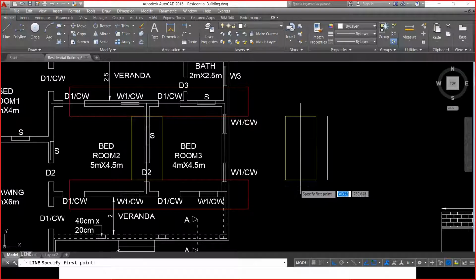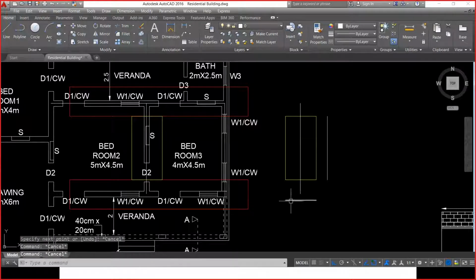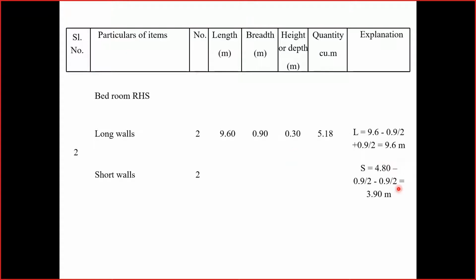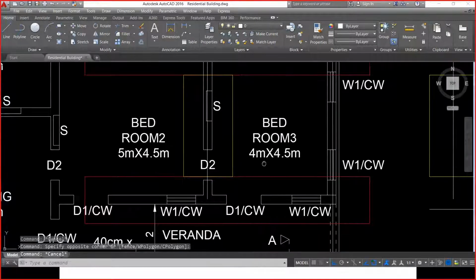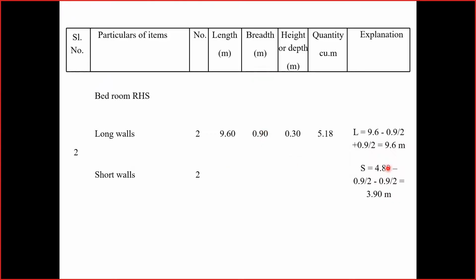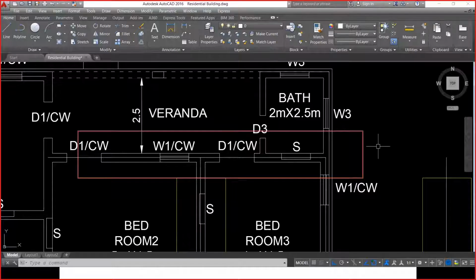Length multiplied by actual width. Width I know, of course, it is 0.9 meter. I don't know the length. Length I know as the center to center distance, which is given as 4.8 meters, which we have already calculated. Deduct this width, I'll get the actual length. So what is that width? Half of this width and half of this width. So 4.8 minus 0.9 by 2 minus 0.9 by 2, which is equal to 3.9 meter, the actual length.